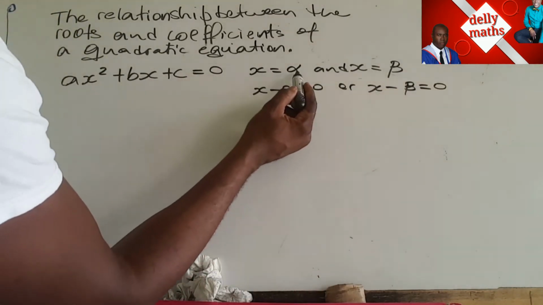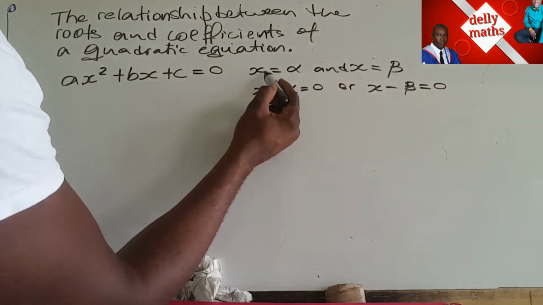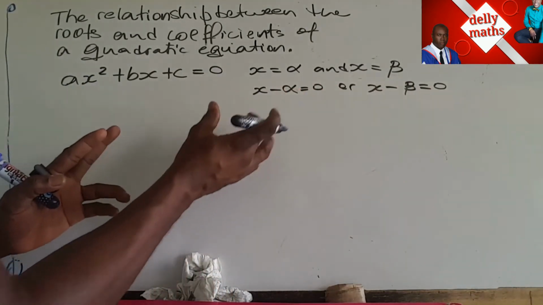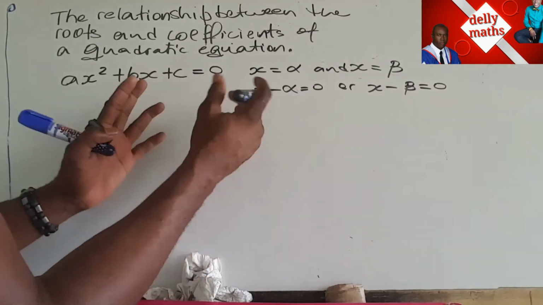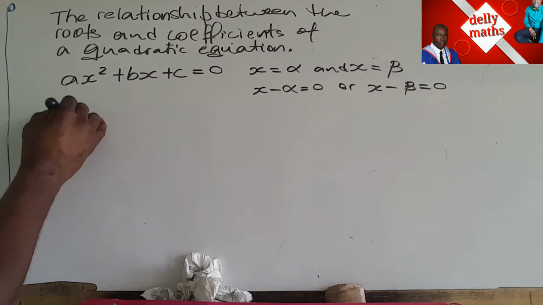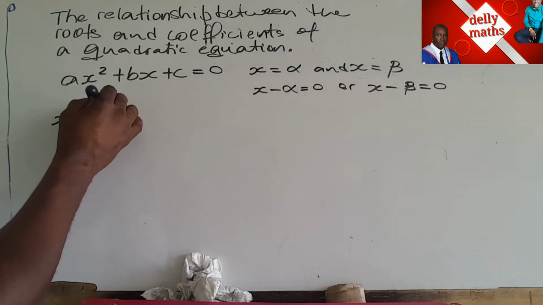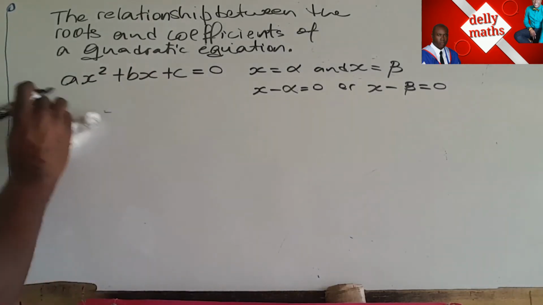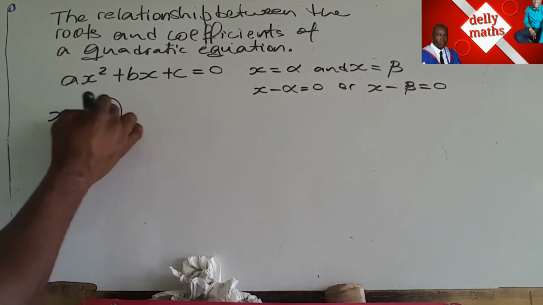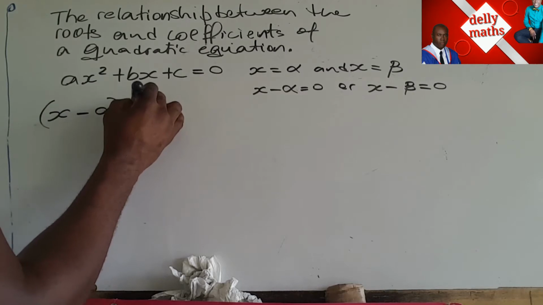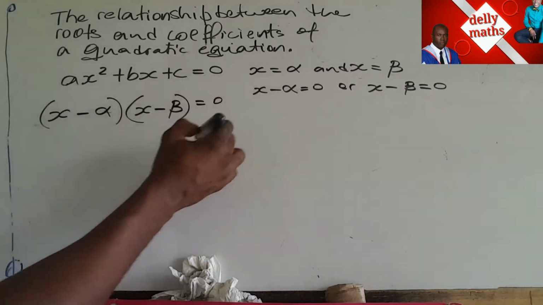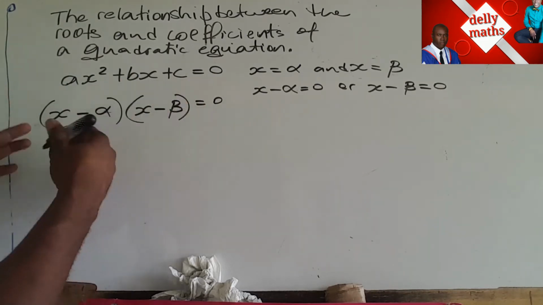Because as you could see, we subtract alpha from both sides, subtract beta from both sides. So we have these. These now should be able to multiply to give us back this format. So let us multiply these. So let's say we have x minus alpha, and if you multiply that by x minus beta, it's equal to 0. So let's carry out the regular multiplication.